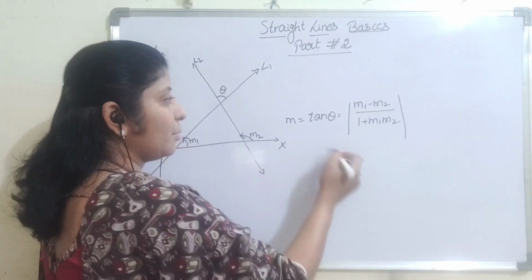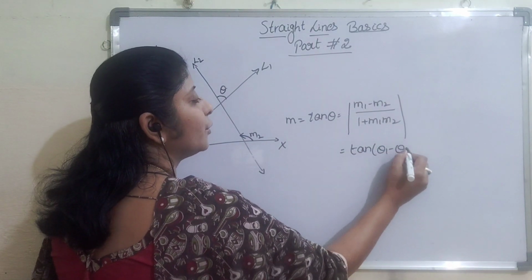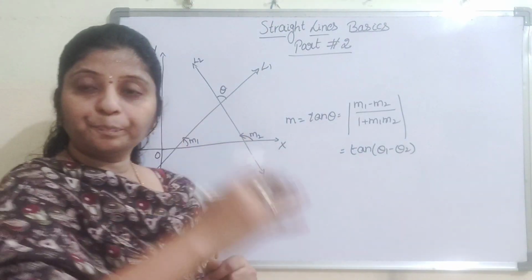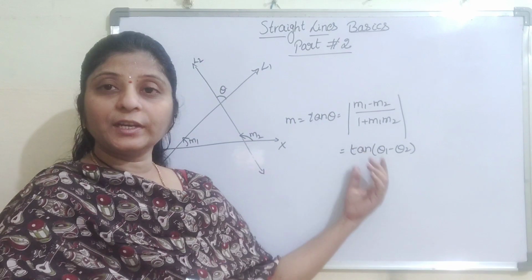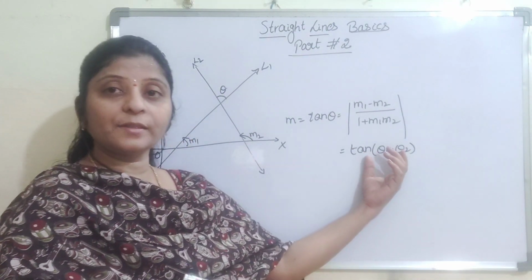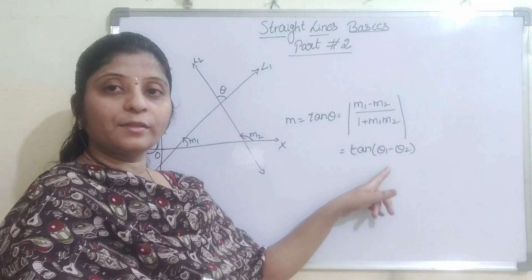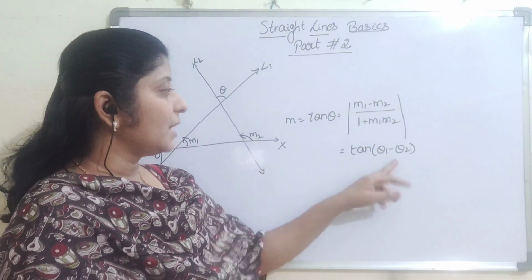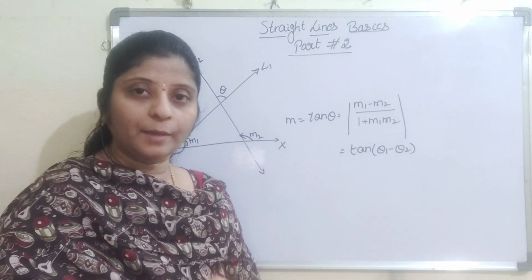Generally, this comes for us as tan of (theta 1 minus theta 2). We discussed in the earlier part, basics part 1, tan of (theta 1 minus theta 2), where theta 1 minus theta 2 becomes 90 degrees. So in that we discussed that. From this you will get modulus of (m1 minus m2) by (1 plus m1 m2).